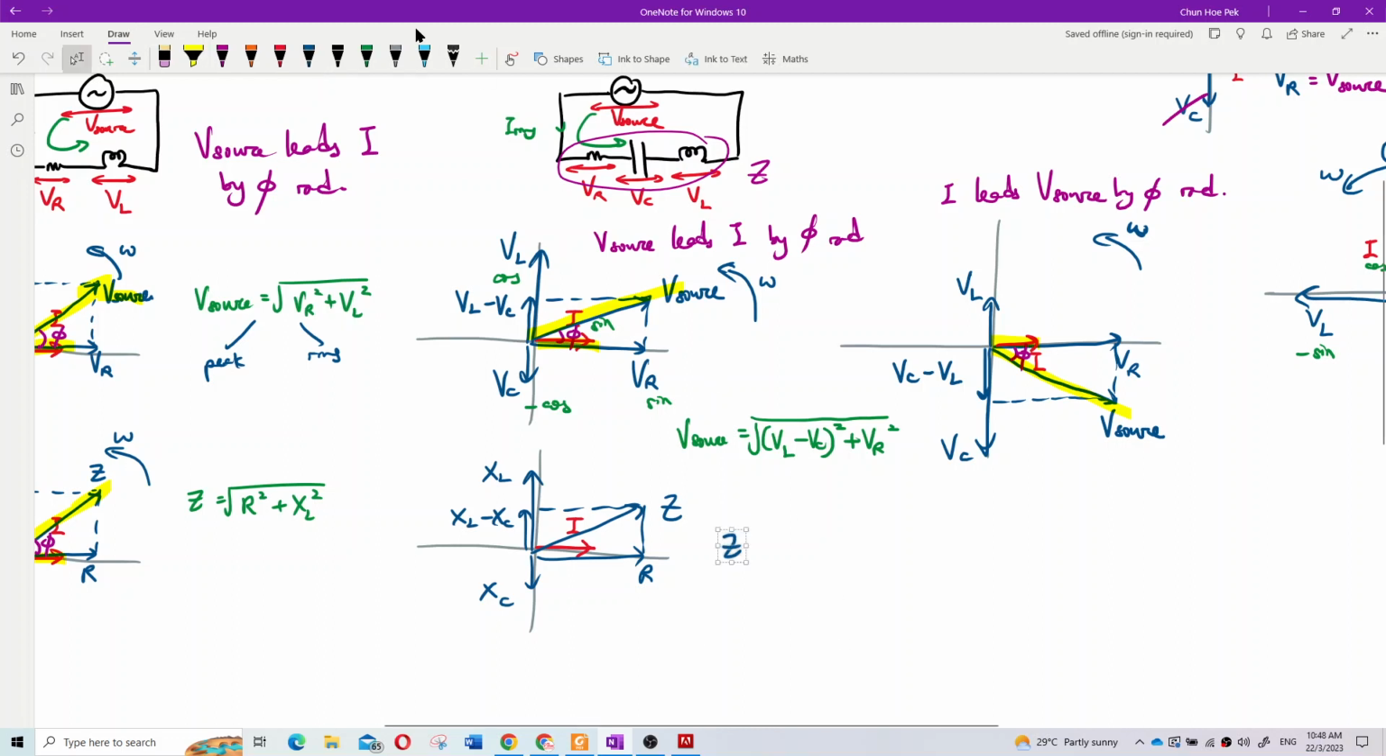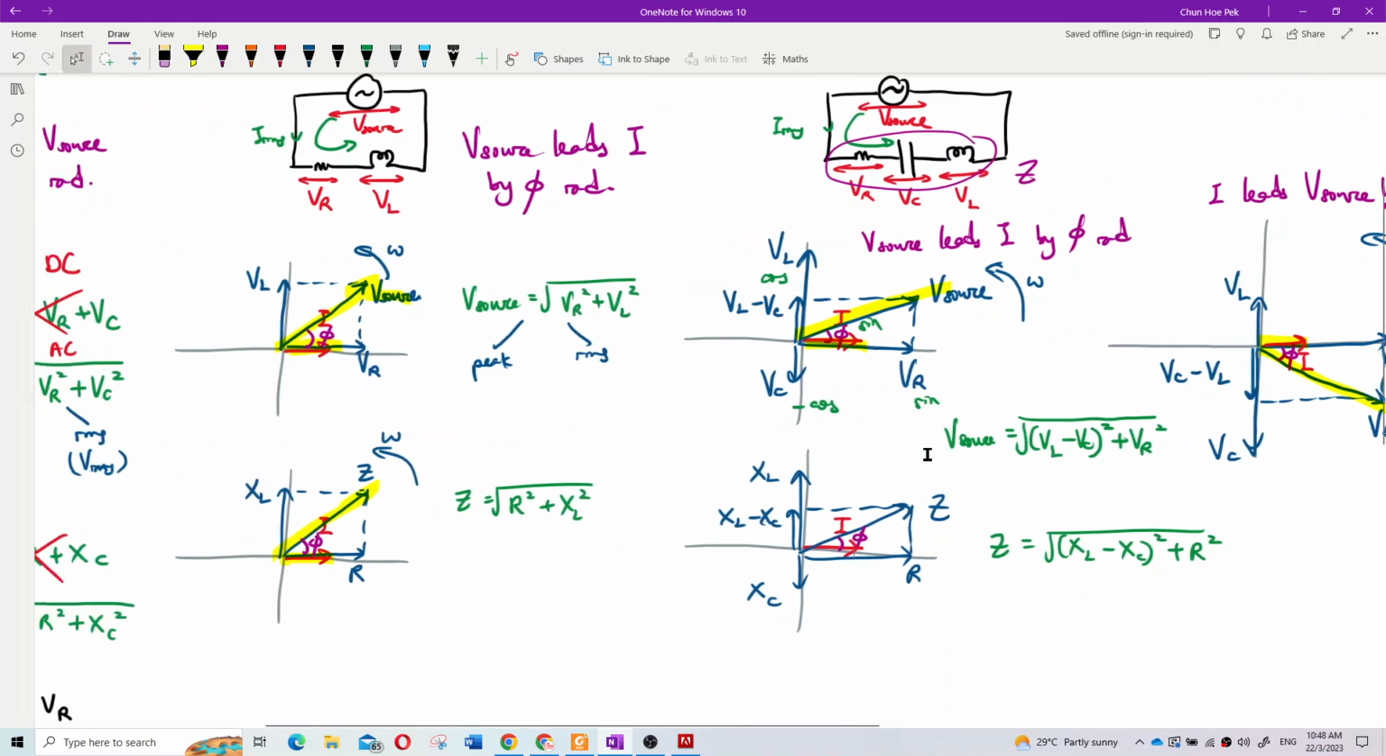Okay. Z is equal to the square root of (XL minus XC) squared plus R squared. Understand? Yeah. And then our phi is over here.